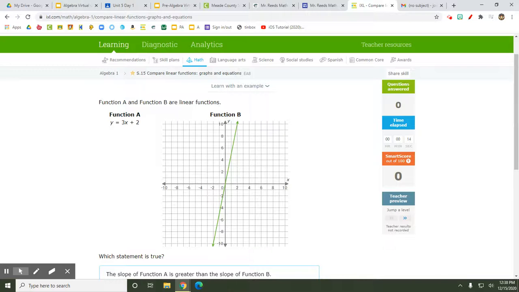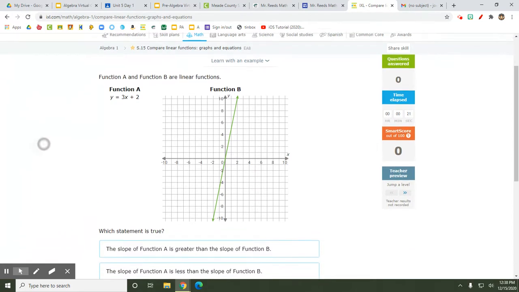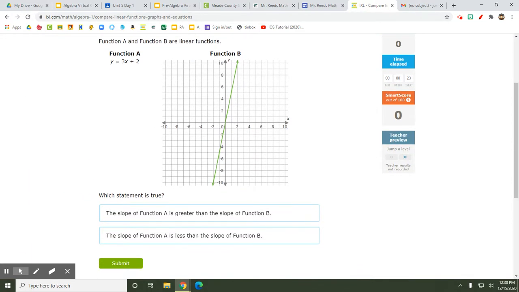So we have algebra S.15. Okay, we're going to compare linear functions. All right, so we're comparing linear functions. It tells me here in the instructions that both are linear, and it's going to ask us which statement is true. So we need to be able to interpret these.